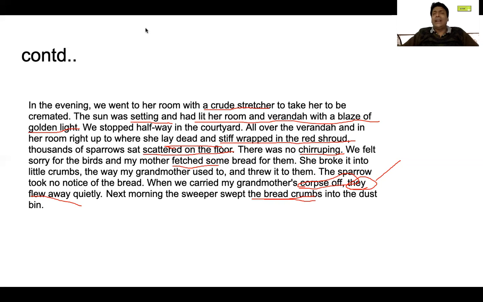They also attended the mourning. They also did the silent prayer. They understood that their owner was no more. Therefore they did not take the breadcrumbs, and they left the place quietly. This shows how much these sparrows were fond of the writer's grandmother. This is clearly an example of the past contrasted with the present.